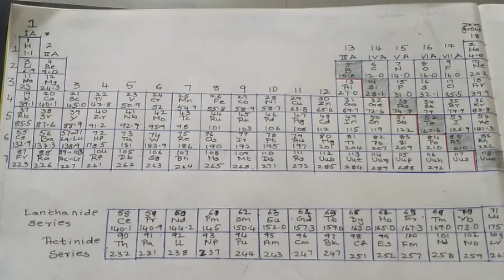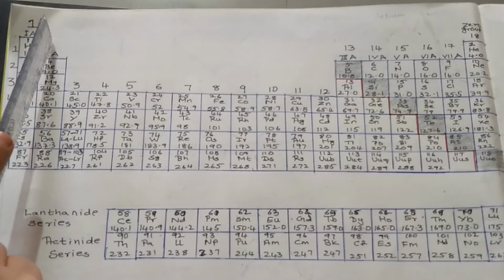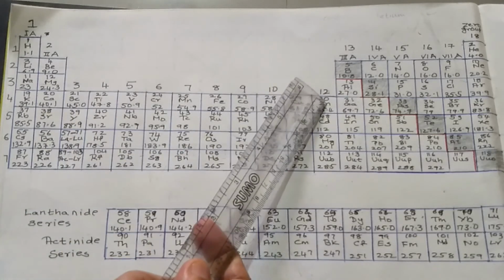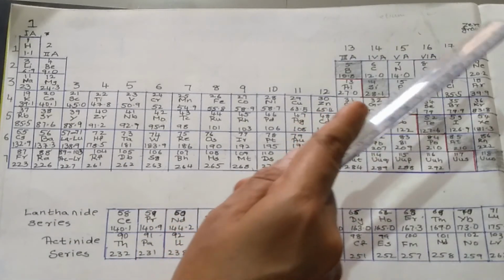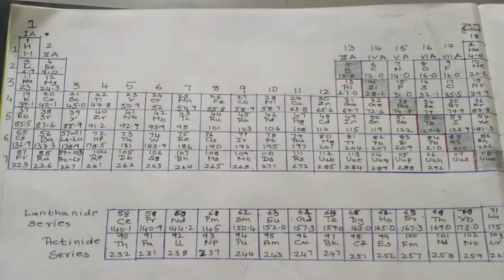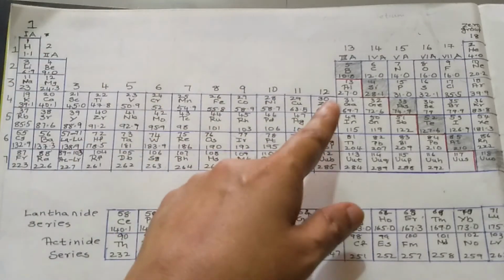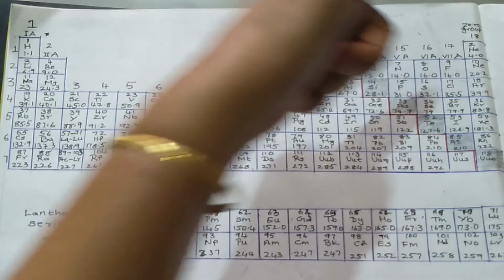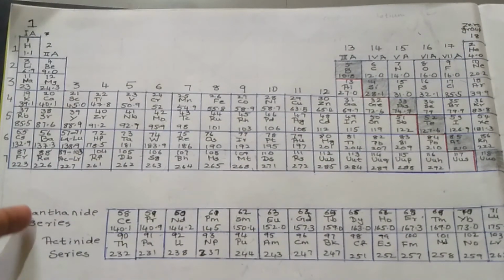What is the S block? The S block is group 1 and group 2. What is the D block? The D block is from group 3 till group 12. From group 13 to group 18 is what? P block. So from group 13 to group 18 is the P block, and the lanthanide series and the actinide series are F block elements. I repeat once more, group 1 and group 2 are S block elements, from group 3 to group 12 are D block elements, and from group 13 to group 18 are P block elements, and the lanthanide series and the actinide series are known as F block elements.